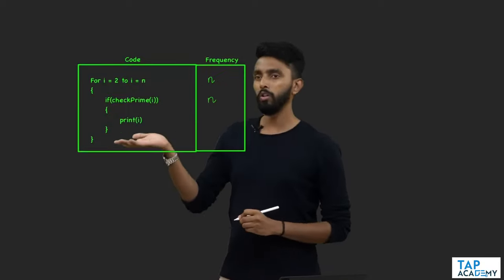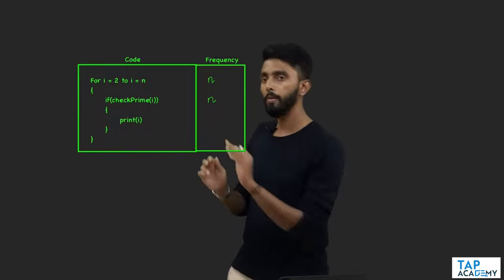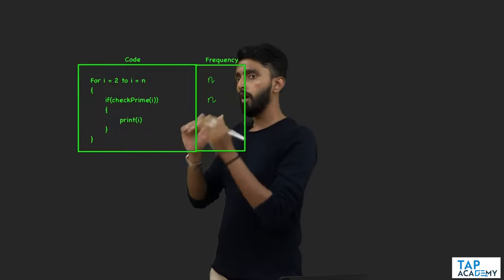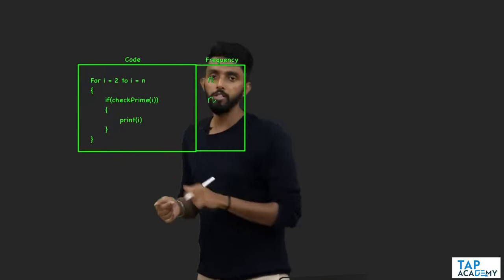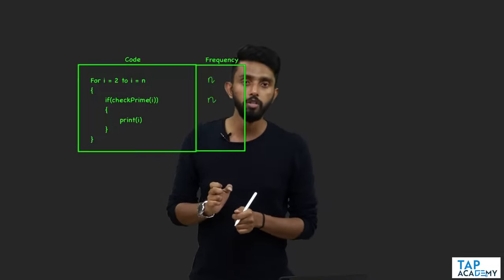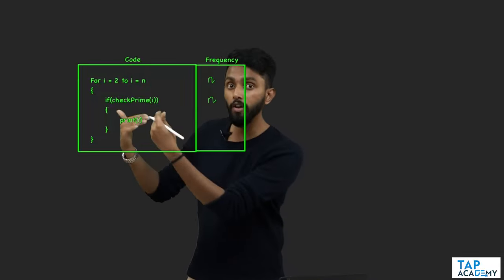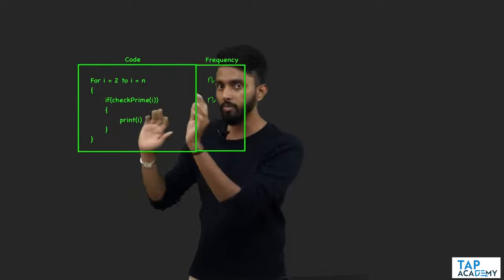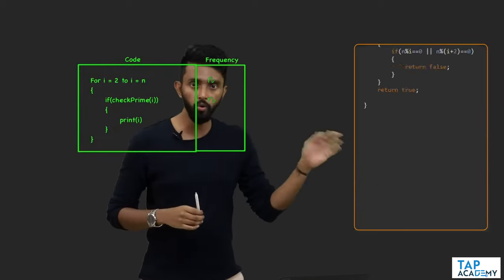Now, I'm not really bothered about this printing as such, right? Now, look at this. This checkPrime, guys, please understand, it's a built-in function. It's not a built-in function, it's our function. We have created it. Now, this function has some code inside it, and I'm just showing you that code for reference.